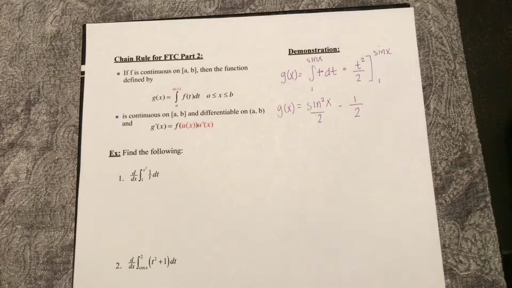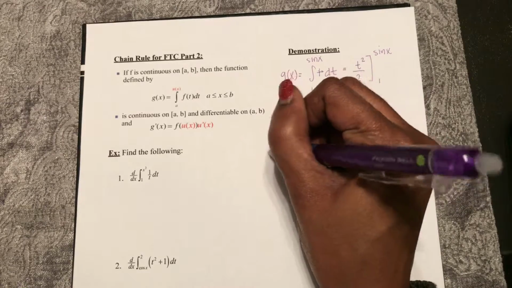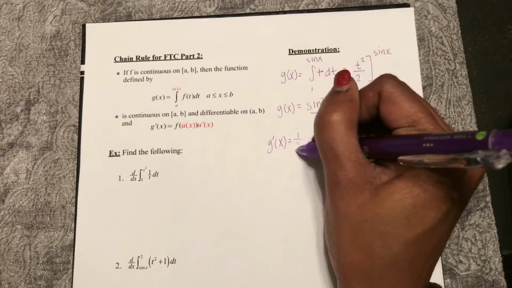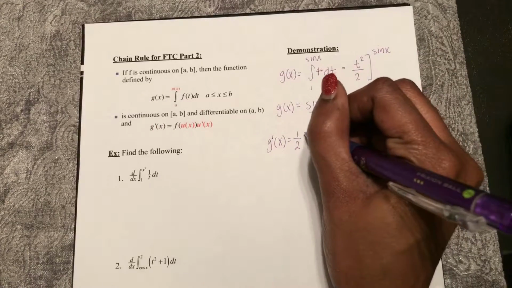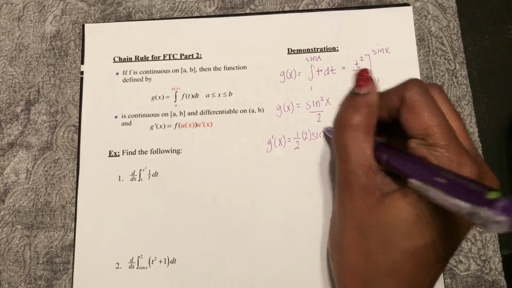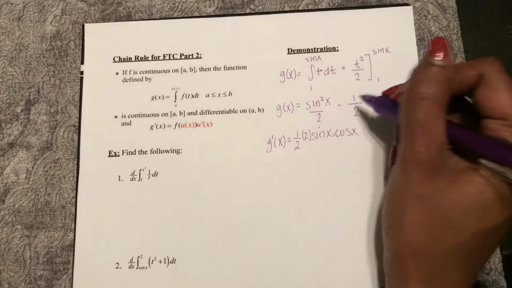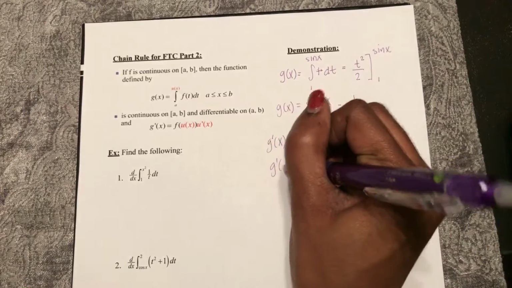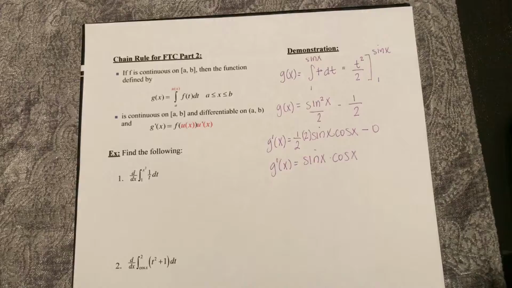So now I need to take the derivative to see what I have. So we have g prime of x now, taking the derivative of here. Now this 1/2 I'll pull out in front. The derivative of sine squared first, I'll do power rule times 2 sine x, and then the derivative of sine x is cosine x, and the derivative of negative 1/2 is 0. So g prime of x is sine x times cosine x.